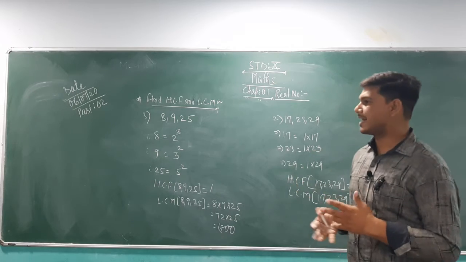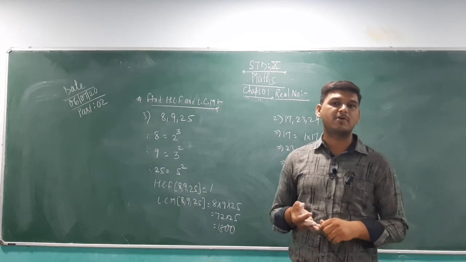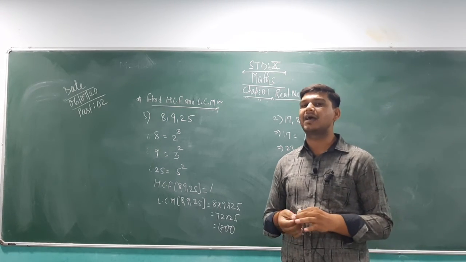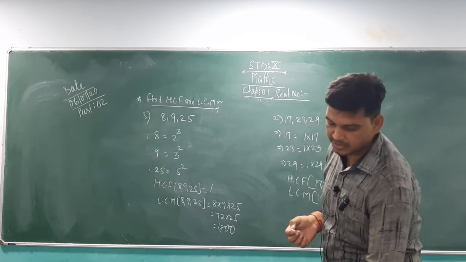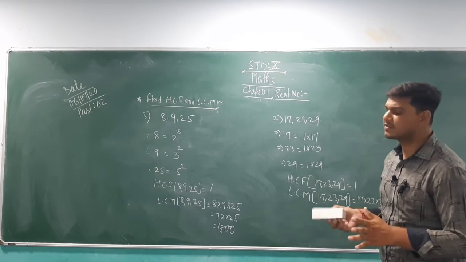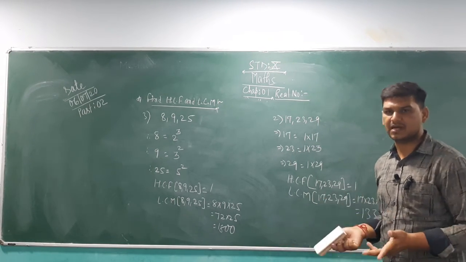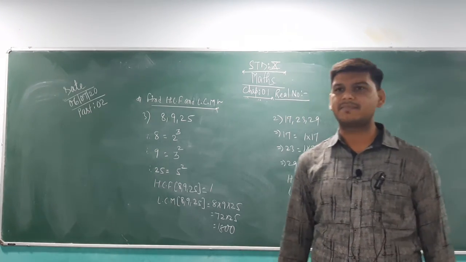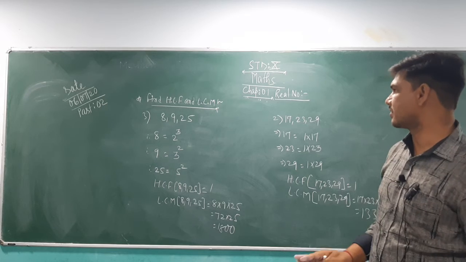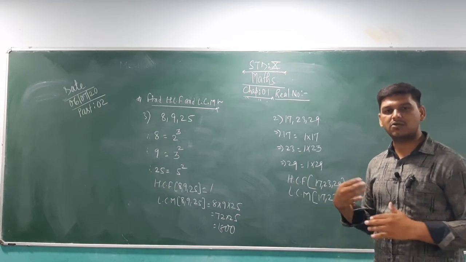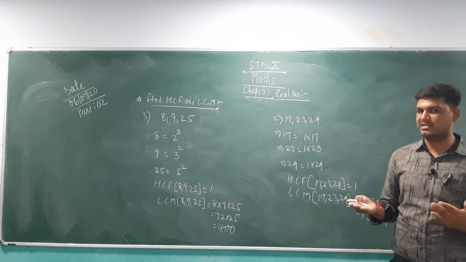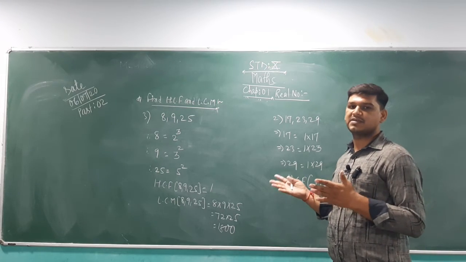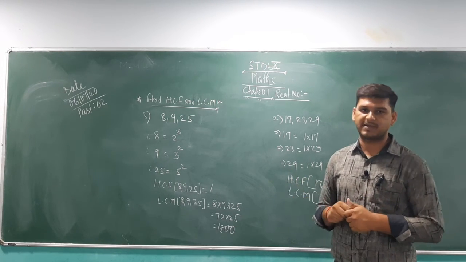So by using this, you convert the numbers into the form of prime factors and you find the LCM and HCF of these numbers. This is one of the examples in which we convert the numbers to find the HCF and LCM by using the prime factorization method. Today we discussed how numbers are converted into prime factorization and how we can find the HCF and LCM by this method.